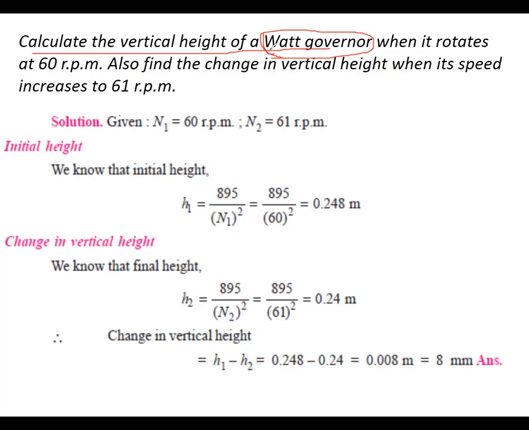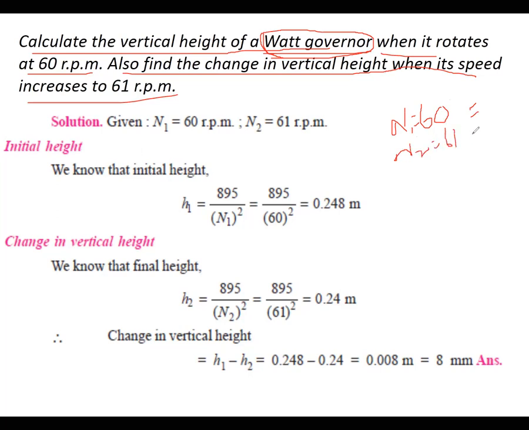So what is the problem statement? The problem statement is it is one kind of governor. The kind of governor is a watt governor. When it rotates at 60 rpm, N is given as 60 rpm. Also find the change in vertical height when its speed increases to 61 rpm. So very initially it was 60 rpm, which indicates N1. At that time there was some height. We don't know that height. Then after that it has reached N2, which is 61 rpm, right?